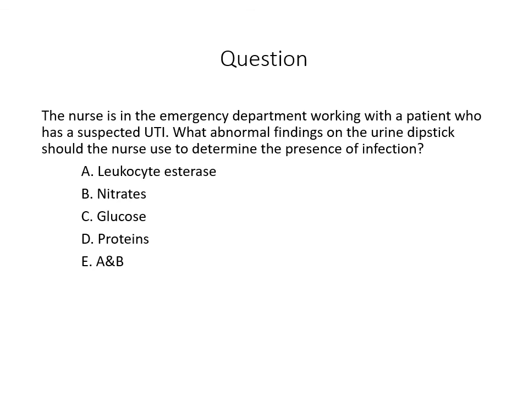Glucose, no, that shouldn't be the case. Spilling glucose into your urine can be a sign of diabetes because your blood sugar is so elevated. There's so much of it leaking into the nephrons from the glomerulus that it can't all be reabsorbed. So it could be from diabetes, not from a UTI though. Proteins or A and B. So the answer really is A and B, leukocyte esterase and nitrates.